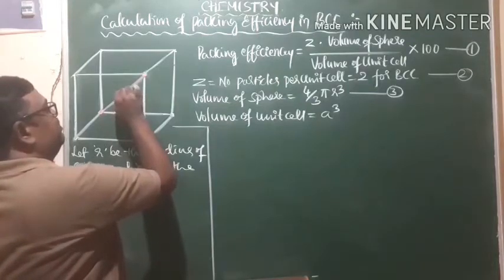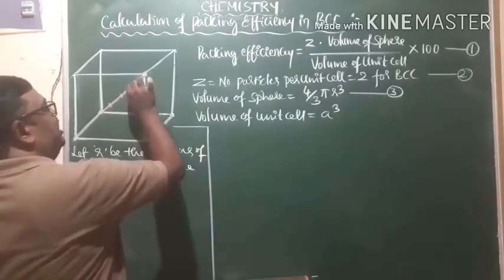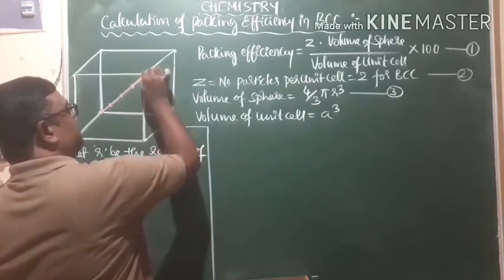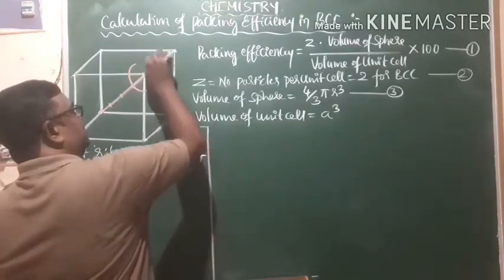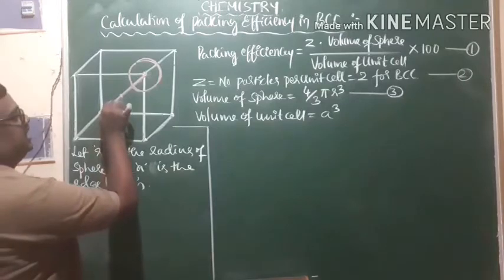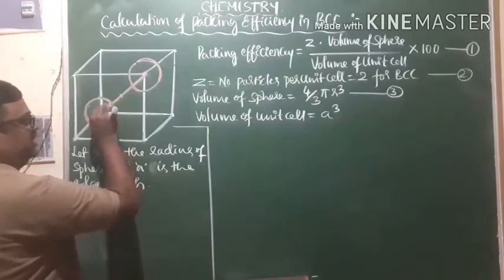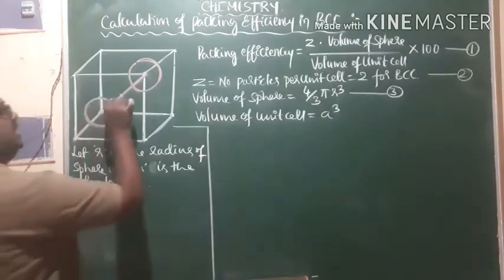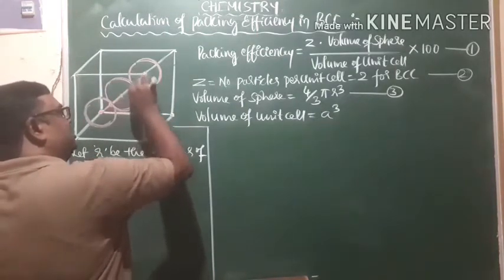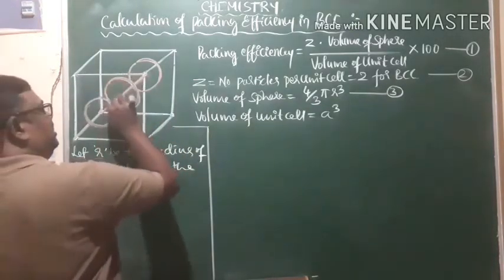You divide this into two equal parts, and divide again to make a total of 4 equal parts. By taking this distance as the radius of the sphere, you consider one sphere at the corner. By considering this as the radius of the sphere, you consider another sphere at another corner. Now, by taking this as the diameter of one more sphere, you construct one more sphere, and that is the particle at the body center.